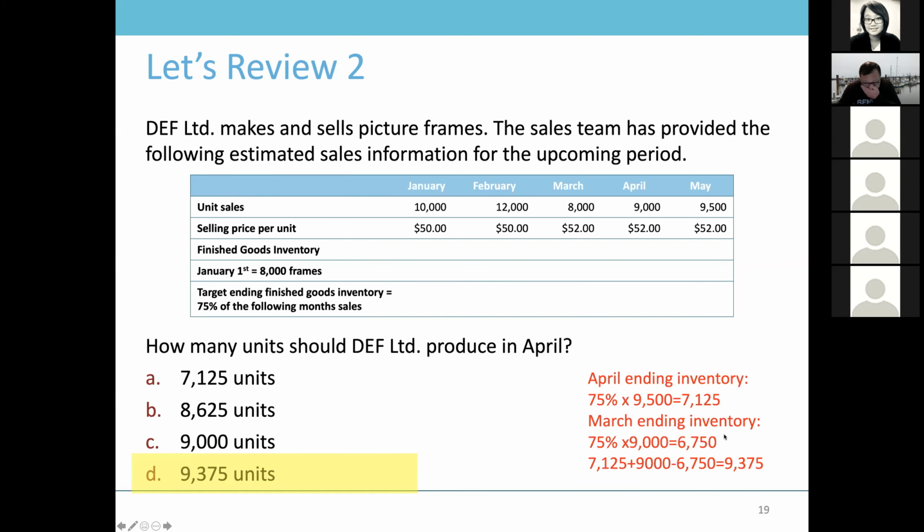So exactly like Irene said, you find out what's the ending inventory in April, what's the March ending inventory. So you are using the ending inventory plus the number of sales minus beginning. So that's how you get this number. But the quick way is just 9,500 minus 9,000 times 75%, and then plus 9,000.